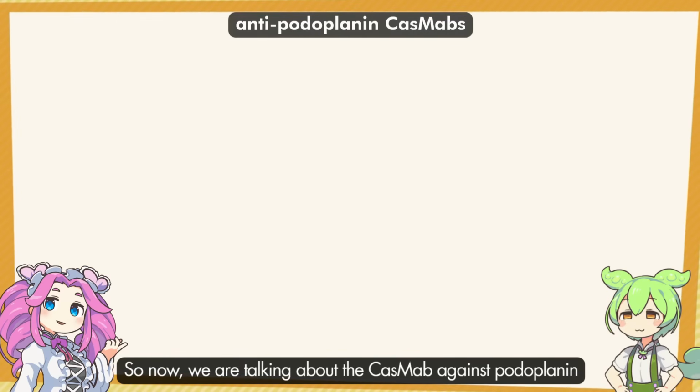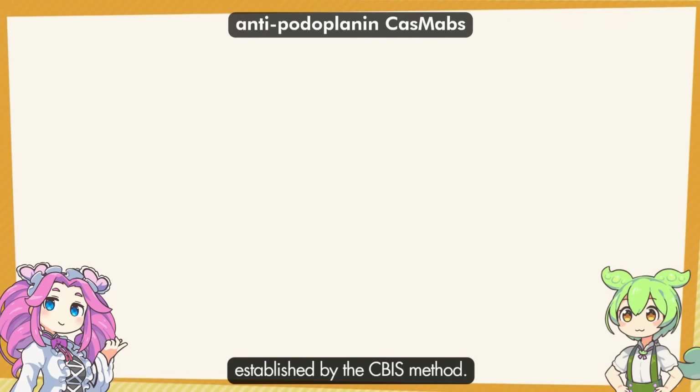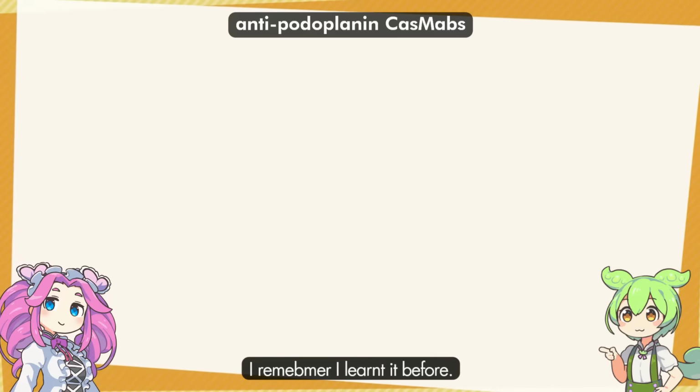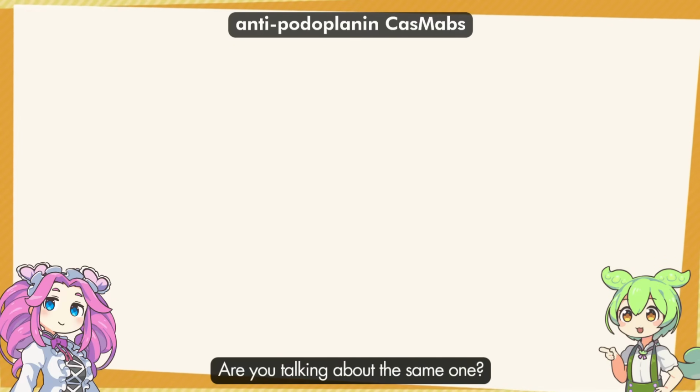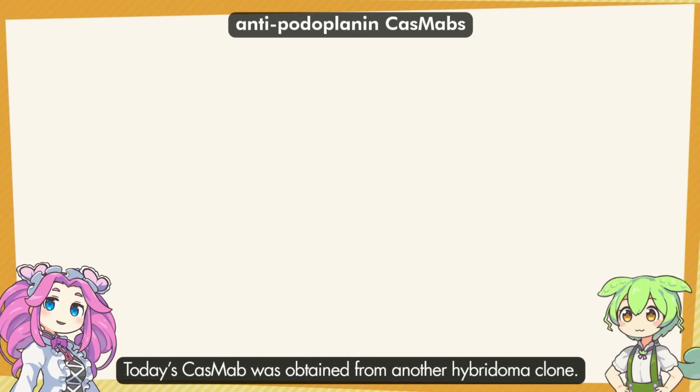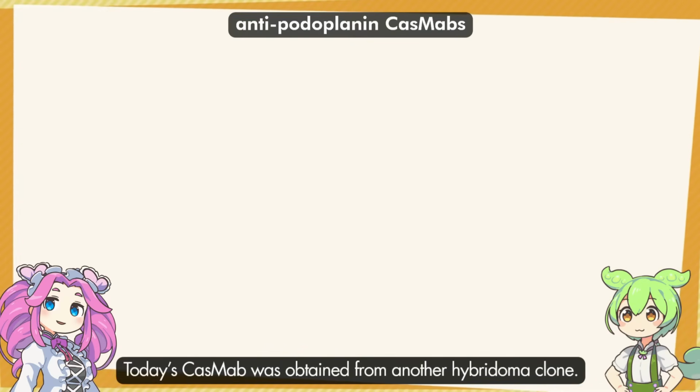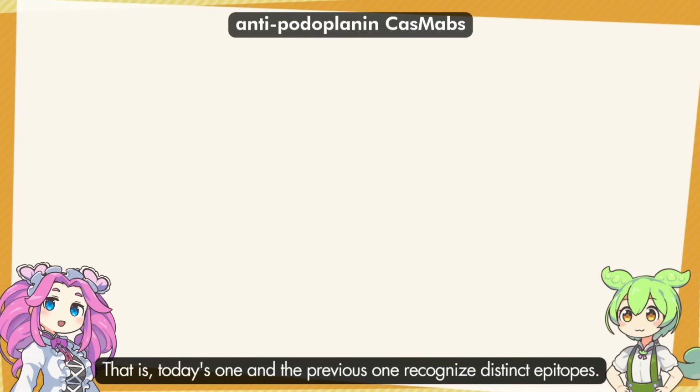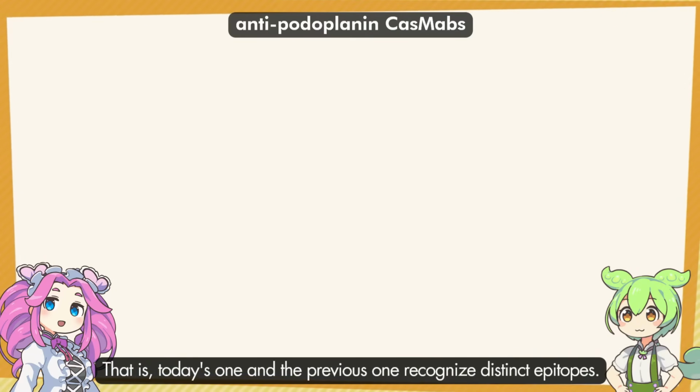So now, we are talking about the CasMab against podoplanin established by the CBIS method. I remember I learnt it before. Are you talking about the same one? Today's CasMab was obtained from another hybridoma clone. That is, today's one and the previous one recognize distinct epitopes.